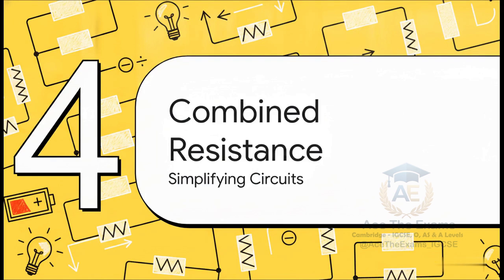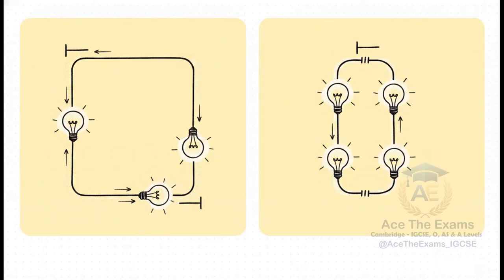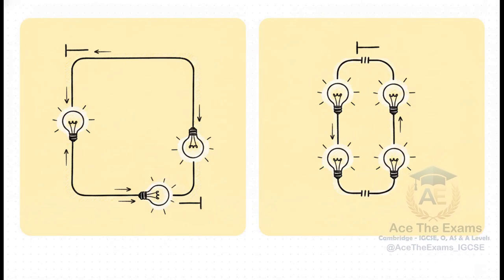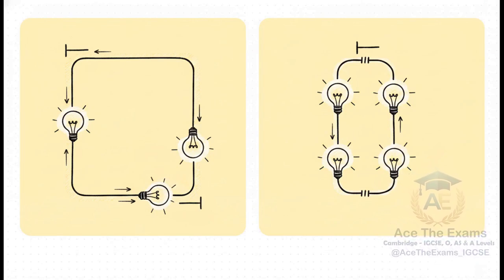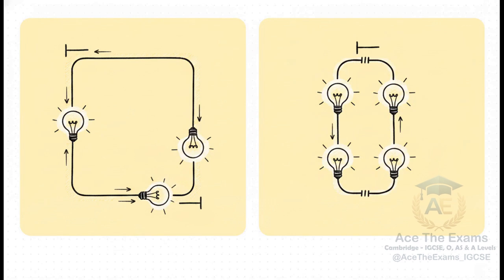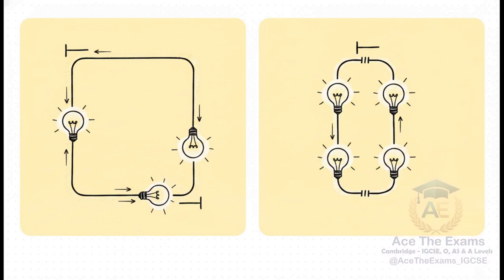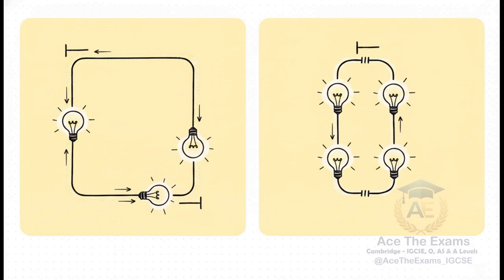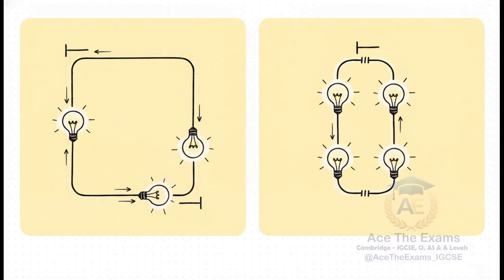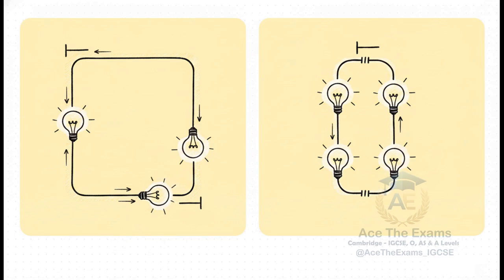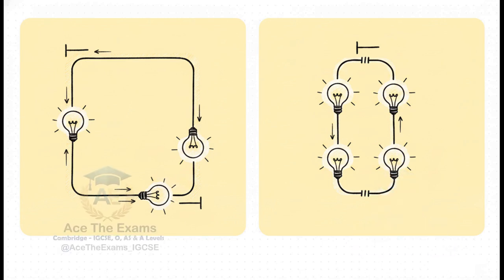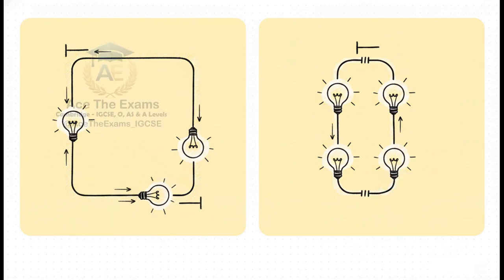Finally, Section 4, Calculating Combined Resistance. Before we crunch any numbers here, we have to spot the structural differences. In a series circuit, it's just one continuous, unbroken loop. The current is exactly the same everywhere. But in a parallel circuit, the current has options. It splits into alternative routes. However, and this is key, because components in parallel are connected across the exact same two main junction points, the potential difference, the voltage, across those parallel branches is identical.